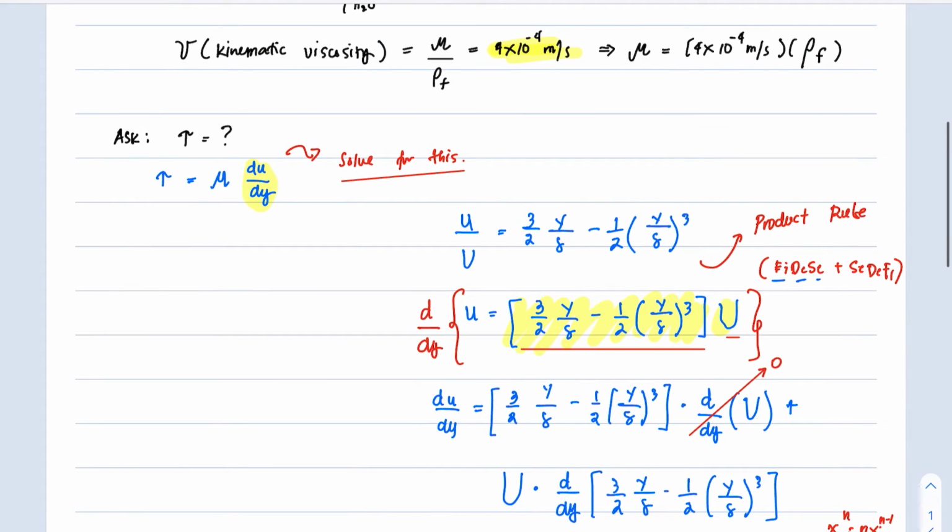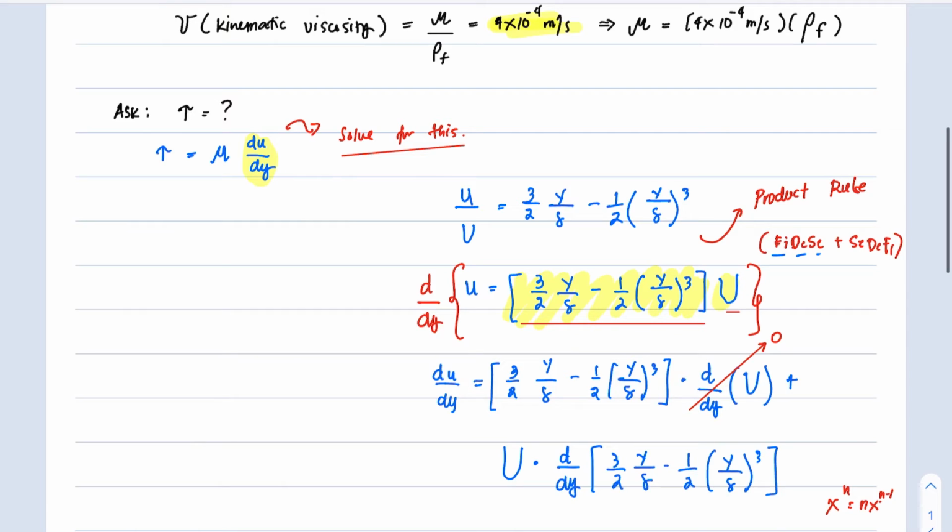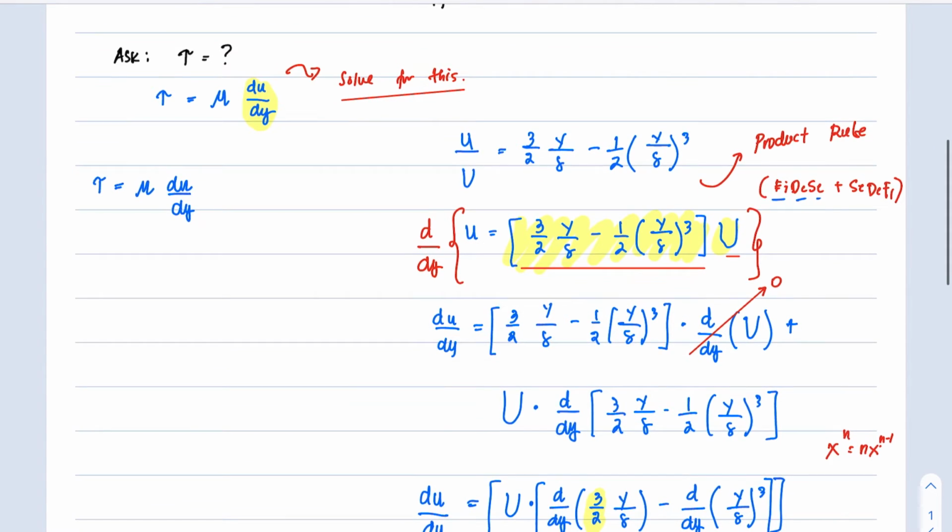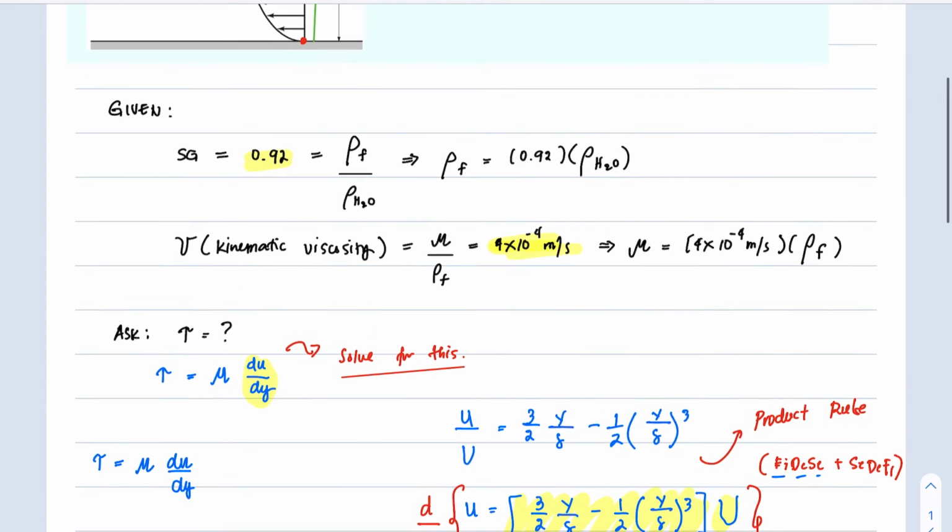And the thing that we are going to find again is just the tau. So your tau is just mu du over dy. So we don't have any problem with du over dy for now.